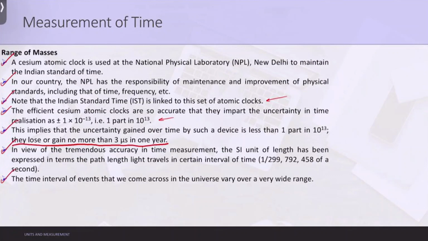Okay, the time intervals of events that we come across in the universe vary over a very wide range. It is quite evident, because if we are talking in billions of years, when were the dinosaurs born? That is very far back. And if something recent happens in the morning, the number of hours is very less. Or when I started this lecture, it was just 15 or 20 minutes ago. Again, the range of timings is very different depending upon the point of reference.